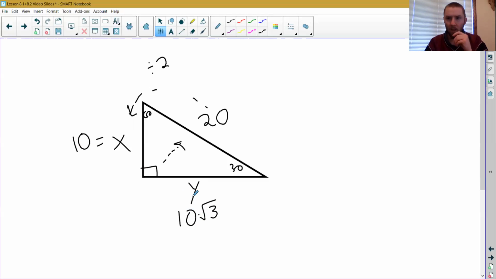Okay? So that's basically what your homework is going to be about. Finding the side lengths in these special right triangles. Okay? 45, 45, 90 or 30, 60, 90 using our rules.